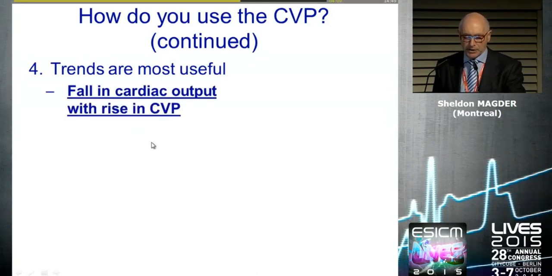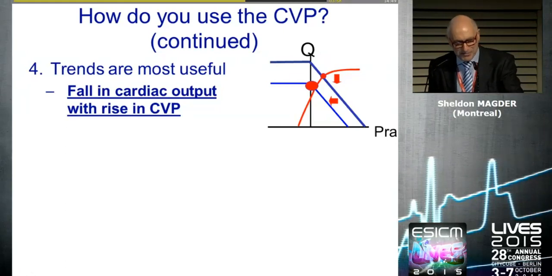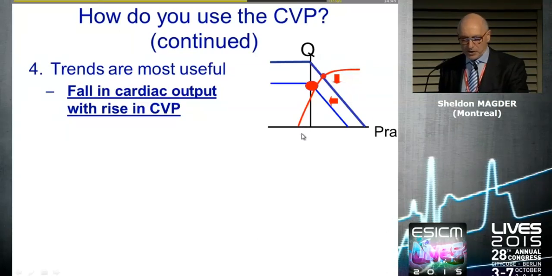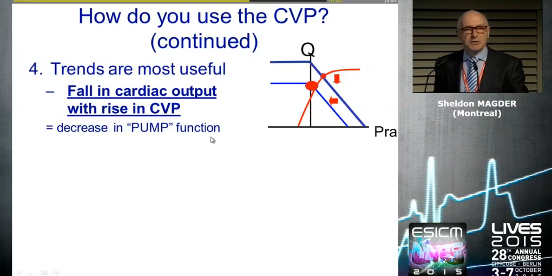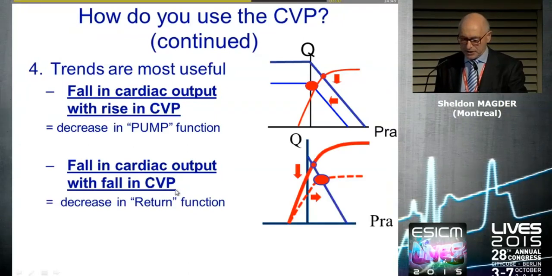If you have a fall in cardiac output with a rise in CVP, so here you see it... I got this the wrong way, sorry, I messed it up. I was tired, I guess, when I did this. If you have a fall in cardiac output with a rise in CVP, then as you can see, that tells you it's a pump problem.